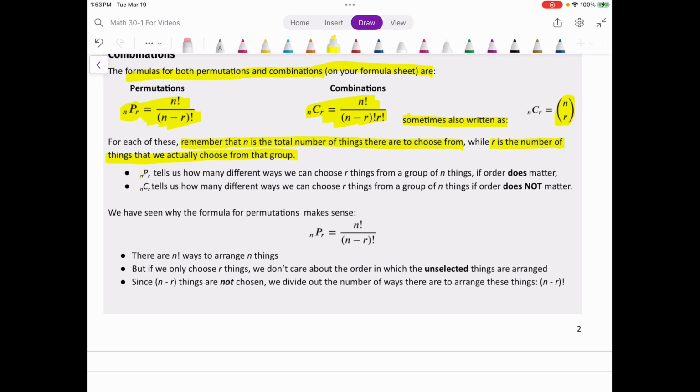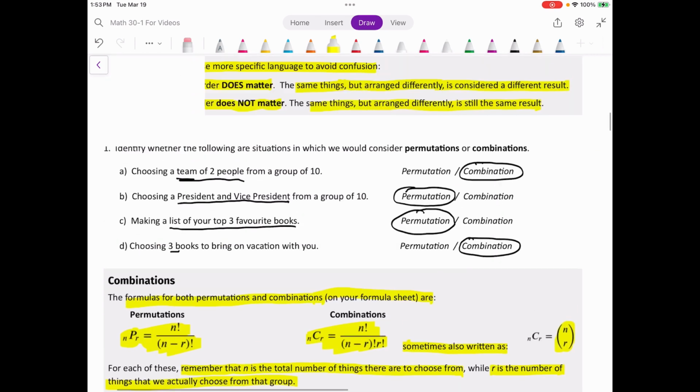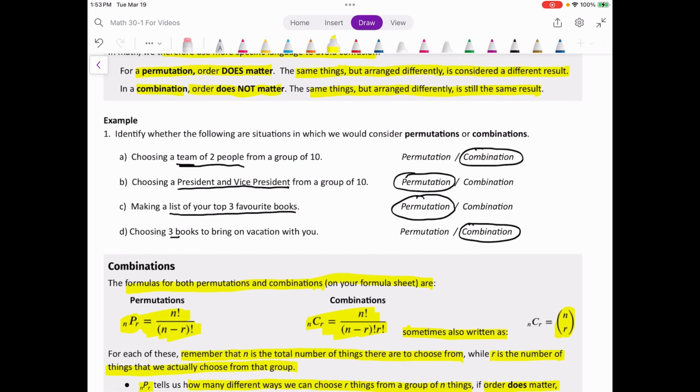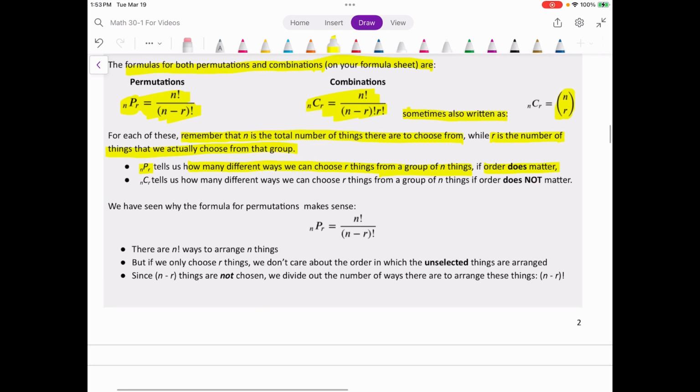So nPr tells us how many different ways we can choose r things from a group of n things if order does matter, right? If we choose the same things and arrange them differently, and that constitutes a different outcome, then we're dealing with nPr. If we choose the same things and arrange them differently, and that's not considered a different outcome, like choosing 3 books to bring on a vacation with us, for example, okay, then that's what nCr tells us, n choose r. It tells us how many different ways we can choose r things from a group of n things if order does not matter.